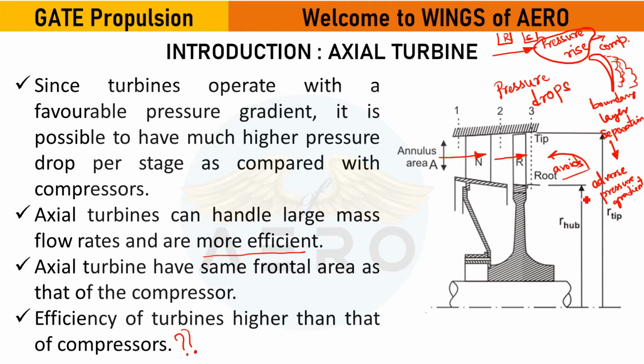Due to this reason, the efficiency of the turbine is quite higher than the compressor. So you have already separately studied what is boundary layer separation and what is adverse pressure gradient, and now you see the application and the implementation of that. You can understand one more fact from here: if you reduce the boundary layer separation, you can improve the efficiency of the engine, in the sense that you can increase the efficiency of the turbine.